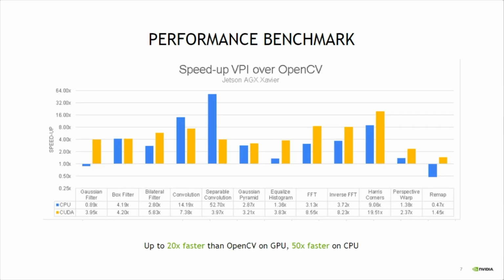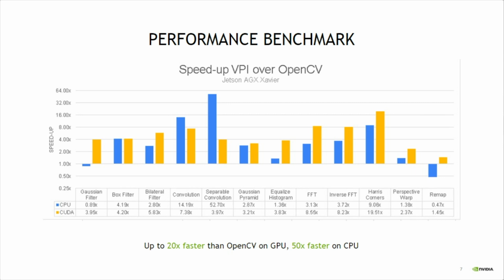VPI is also about speed. This chart shows how its CUDA and CPU implementations compare to the corresponding OpenCV algorithms. It's an apples-to-apples comparison, CPU compared to CPU, CUDA compared to CUDA. Separable convolution, for instance, gets a whopping 50 times faster execution than OpenCV on CPU, whereas Harris Corners is almost 20 times faster than OpenCV on CUDA. Most other algorithms are not left behind.